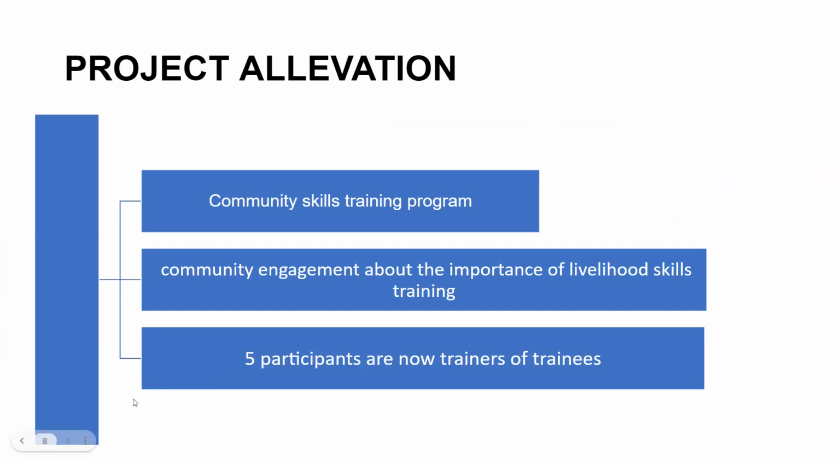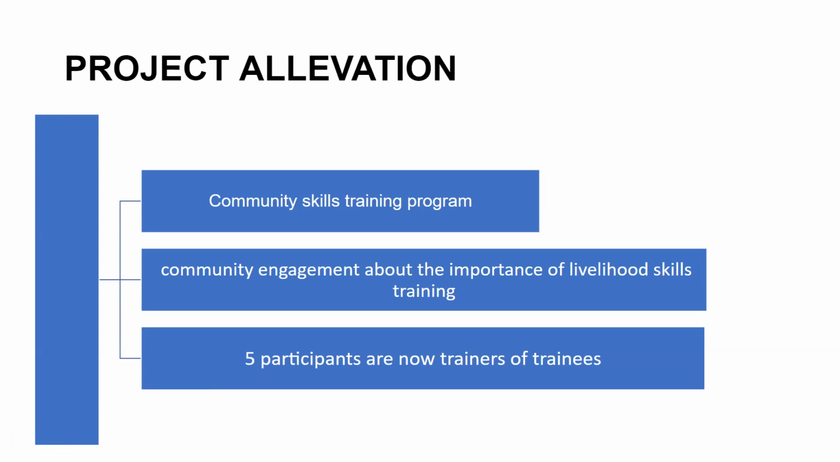Project alleviation. So yeah, just like the impact. So the community skills training program, the program is something we are planning to do for years to come, and planning to impact more young people in our community. Planning to empower more young people, over 1,000 in years to come. So community engagement about the importance of livelihood skills training, we are on it right now.